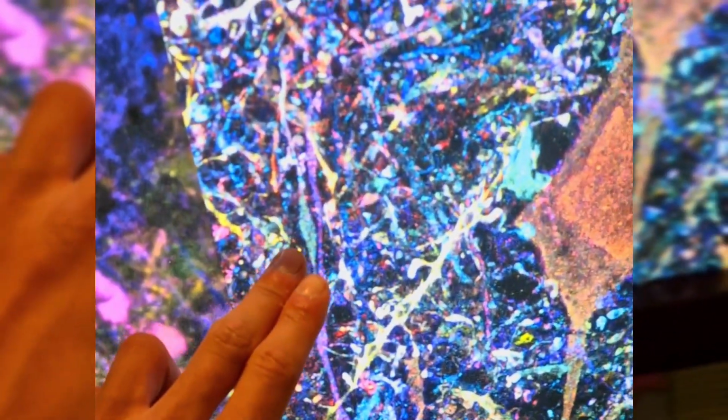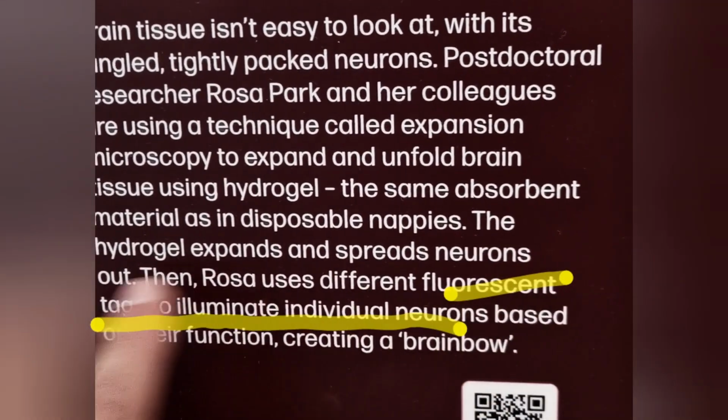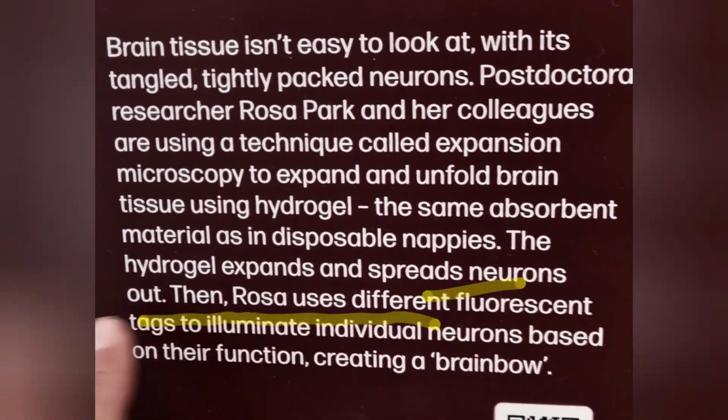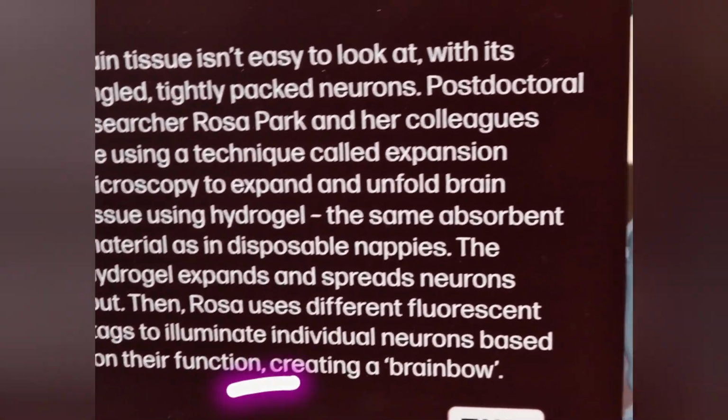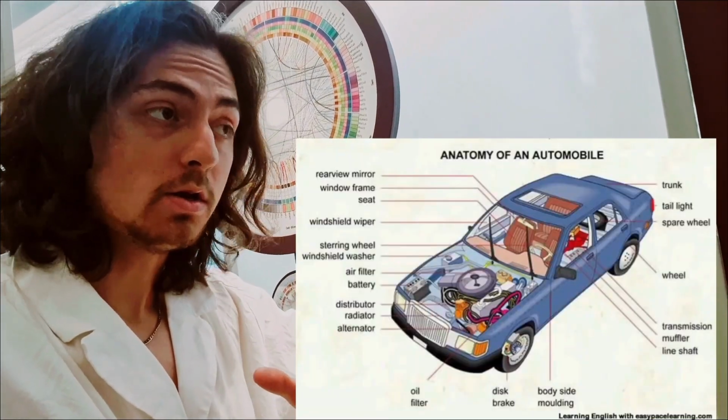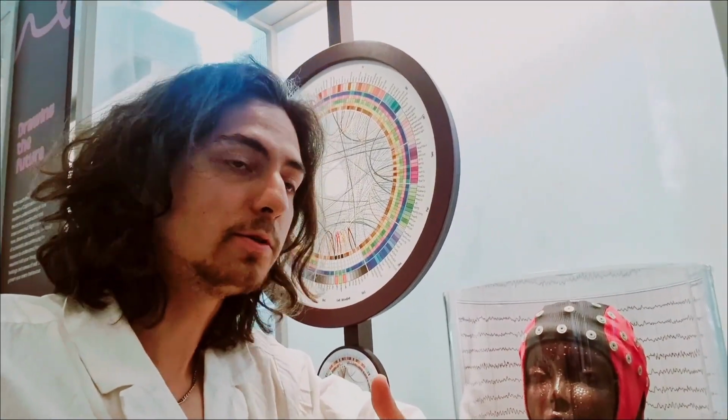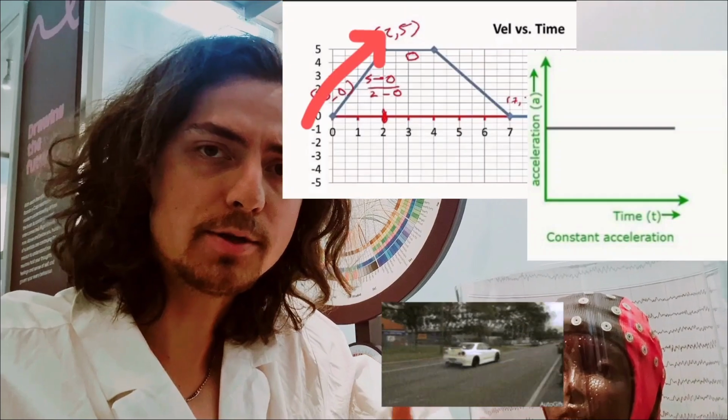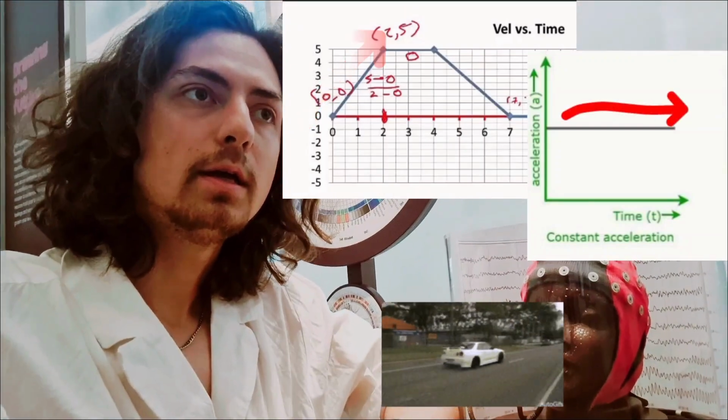Here's a visual representation of a brain region. You see each different color is a different neuron, as indicated here. Fluorescent tags are used to illuminate the individual neurons based on their function. So let's imagine that you want to measure the activity of a car. You can measure its velocity, its acceleration, and that will be the overall activity, just like these squiggly lines represent the changes and variations of velocity or acceleration if we're talking about the car.